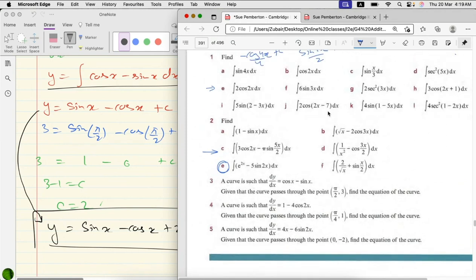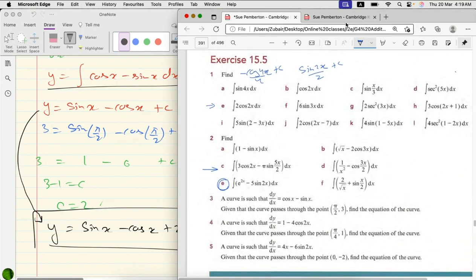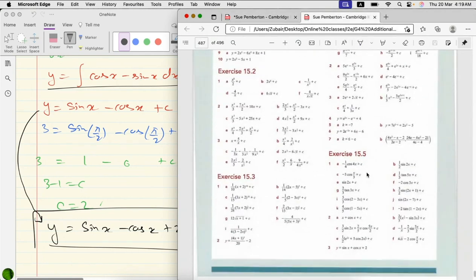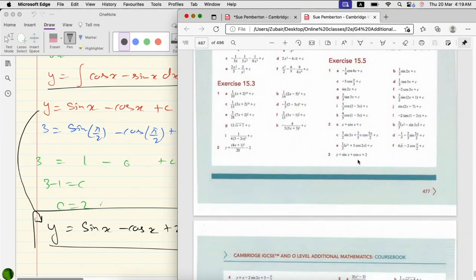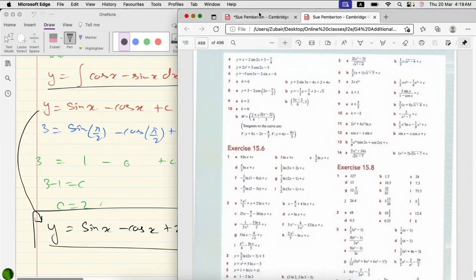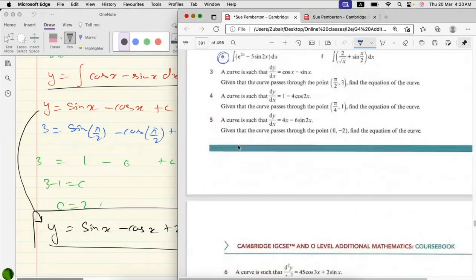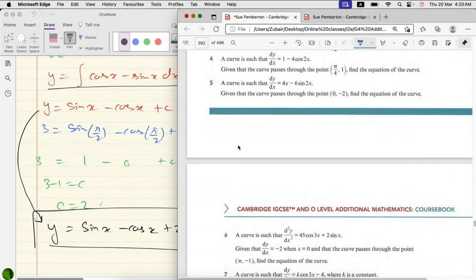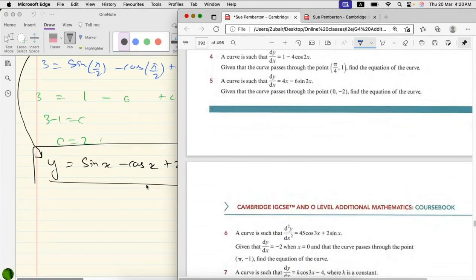This was question 3, 15.5. Question 3 is yes, that's correct. Try question number 4.